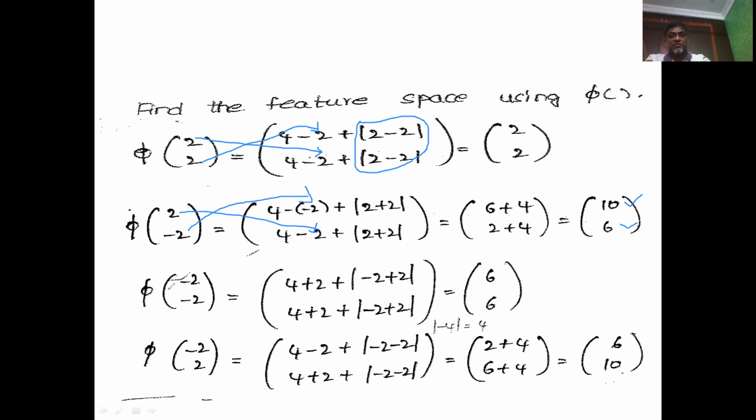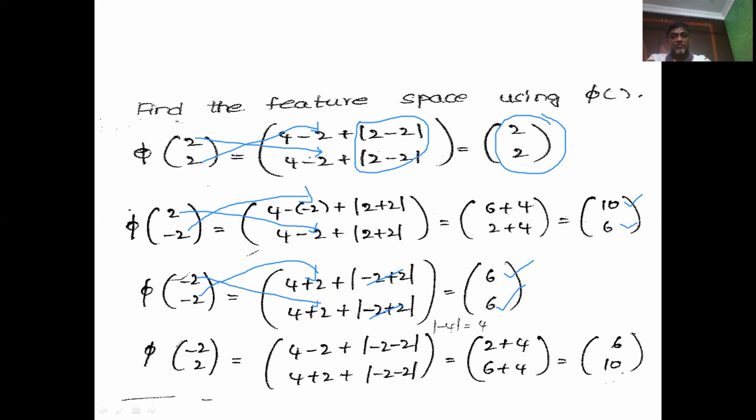The next point is phi of minus 2 comma minus 2, and this comes over here, and this goes to the value of x1. So 4 minus of minus 2 becomes 4 plus 2, plus minus 2 minus of minus 2, which is going to be 0. So this is 4 plus 2 is 6, and here also we get 4 plus 2, which is also 6. So phi of minus 2 comma minus 2 is 6 comma 6. That means this is the new point representing minus 2 comma minus 2 in feature space. So these are the points we are getting in feature space.